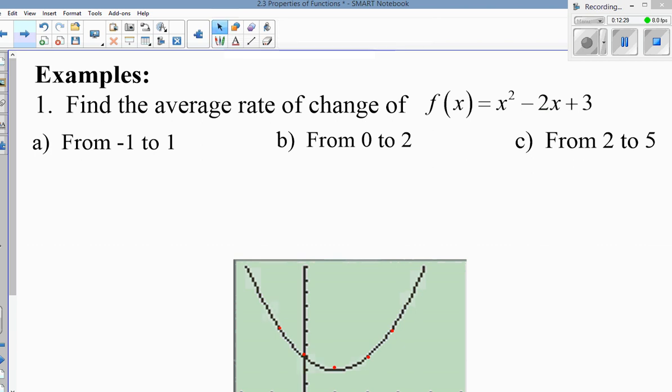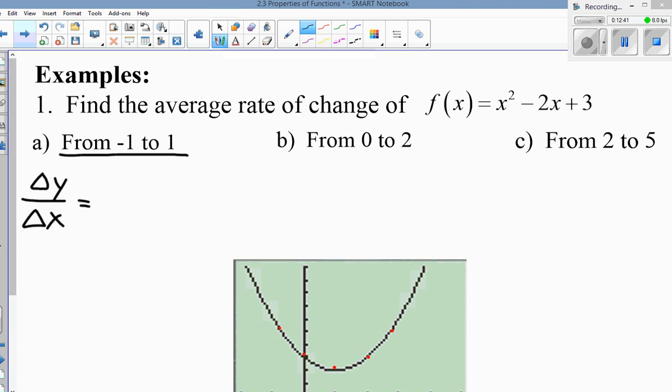Okay, so our equation, we have to find our y's and our x's. Okay, so it's delta y over delta x. So if I'm going from negative 1 to 1, well, my x's are already given to me, negative 1 minus 1, right? My slope formula, I'm doing that. So then the second piece is my change in y's. So to get my change in y's, I have to do f of negative 1.